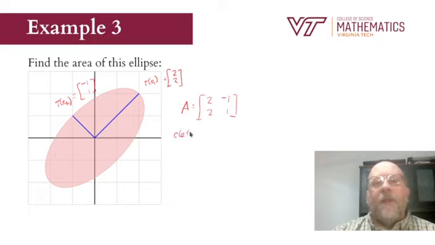The determinant of that matrix is 2 minus a -2, which is 4. And so this ellipse is 4 times bigger than a unit circle.